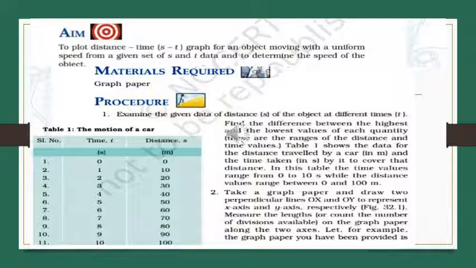Examine the data and find the difference between the highest and lowest values of the quantities, and then take a graph paper, draw two perpendicular axes, representing x-axis and y-axis respectively, and then you have to plot this information, that is distance and time, on the graph as you have done in the same lesson, that is motion. So observe the graph carefully.